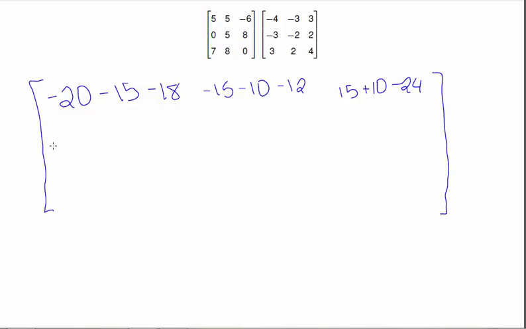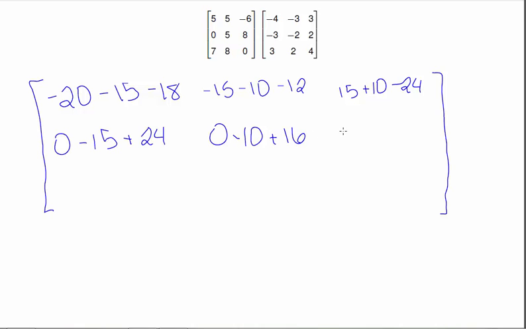Moving on to the second row, first column. 0 times minus 4 is 0. 5 times negative 3 is minus 15. 8 times 3 is 24. 0 times minus 3 is 0. 5 times minus 2 is negative 10. And 8 times 2 is 16.